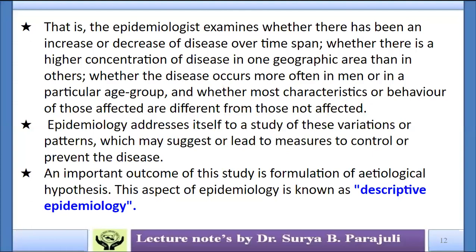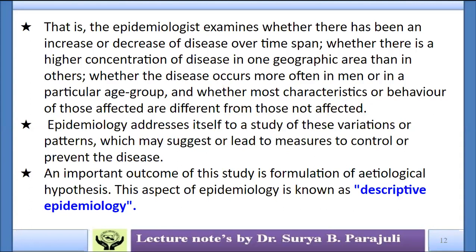COVID is more fatal in the elderly age group than the child or pediatric age group. Whether the characteristic behavior of those affected is different from those not affected. Maybe the affected have more prevalence of smoking or air pollution. Okay.